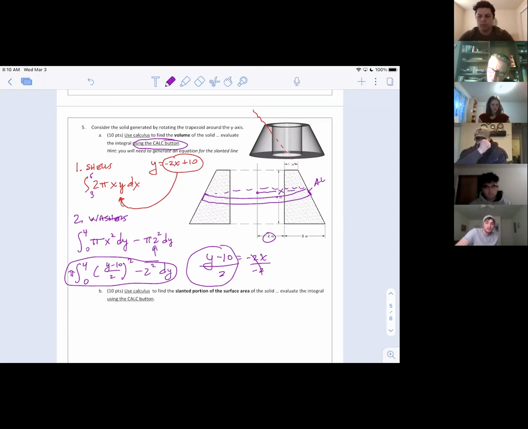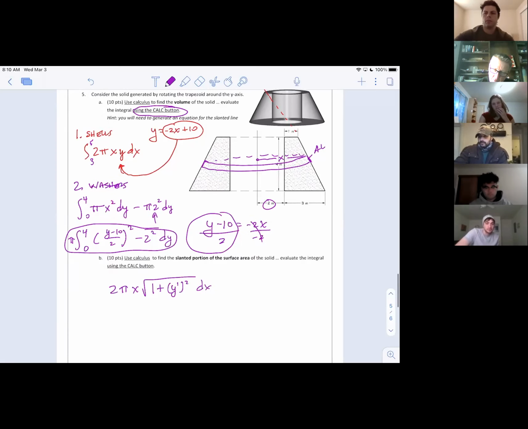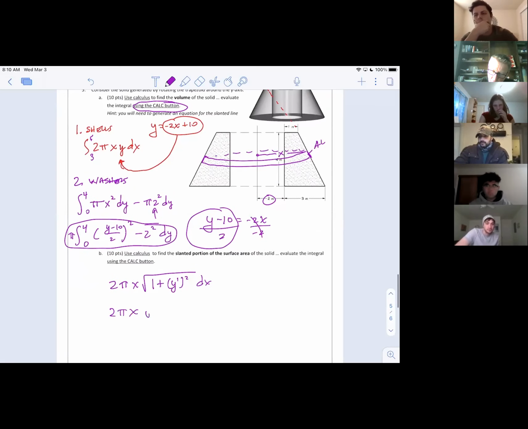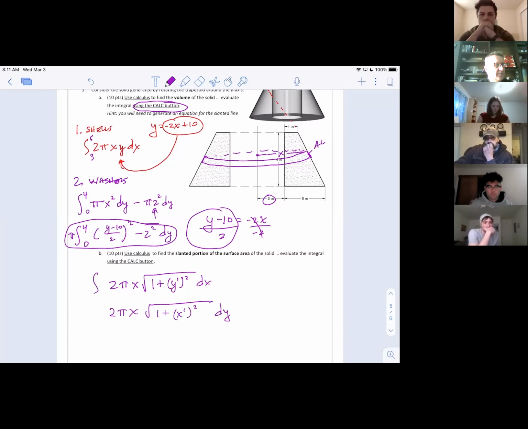And so again, this is the x coordinate of the line. So it's 2 times pi times the radius. That's the circumference. Now times that arc length, which is 2 pi x times the square root of 1 plus y prime squared dx, or 2 pi y times the square root of 1 plus x prime squared dy. It's up to you. It doesn't make any difference. So this one is way easier because this is already x, and y prime is dy dx.